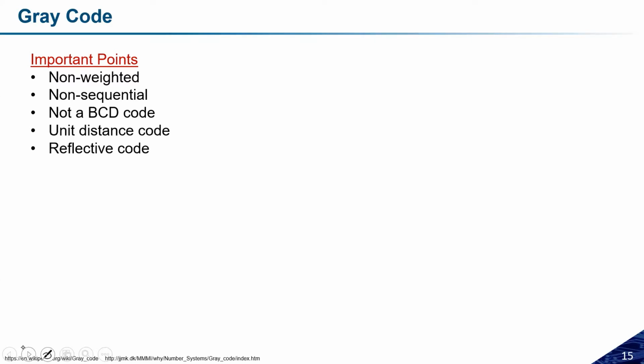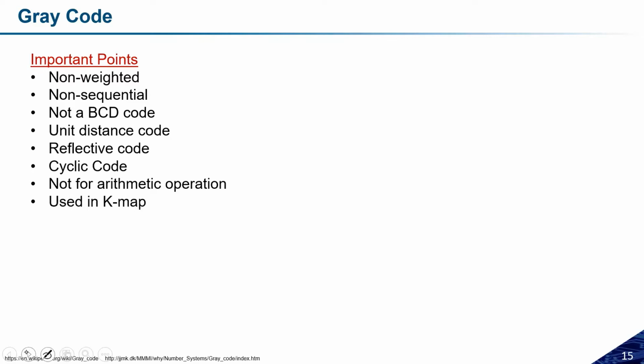Before this, I have never said how we decide whether the code is self-reflective or not. So here I will tell you how we decide the code is reflective code, and it is a cyclic code. I will tell you how this Gray code follows the cyclic kind of pattern. The important thing is the Gray code cannot be utilized for arithmetical operations. It is always utilized for Boolean function reduction or the K-map.